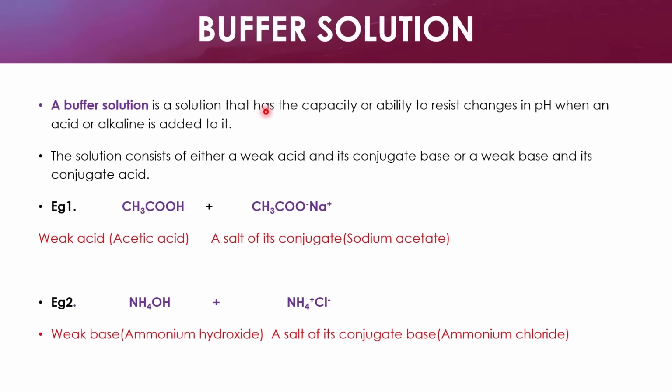A buffer solution consists of either a weak acid and its conjugate base or a weak base and its conjugate acid. Example, we can have a buffer solution made up of acetic acid, which is a weak acid, and sodium acetate that happens to be a salt of its conjugate. And example two, we can also have a buffer solution that is made up of ammonium hydroxide, which is a weak base, and sodium chloride, which is a salt of its conjugate base.